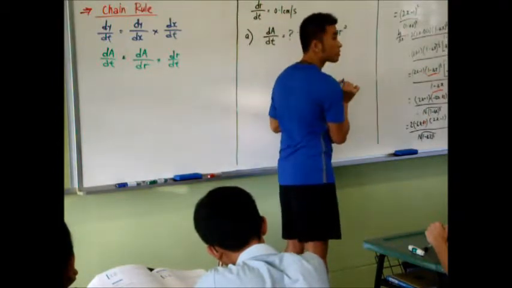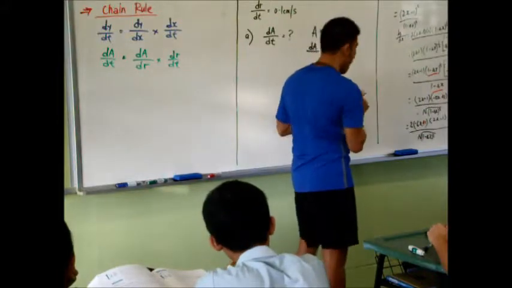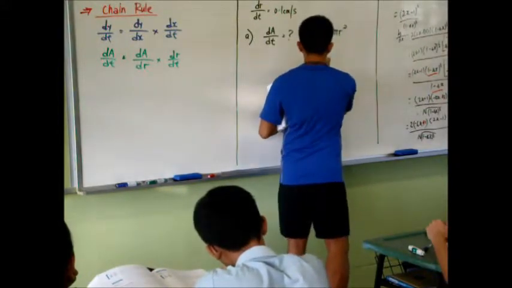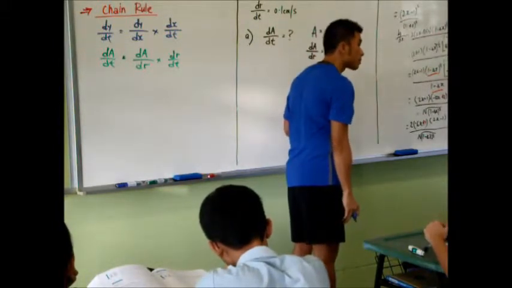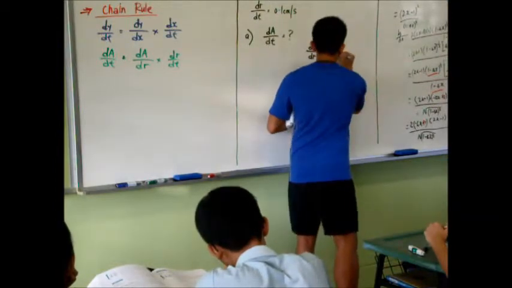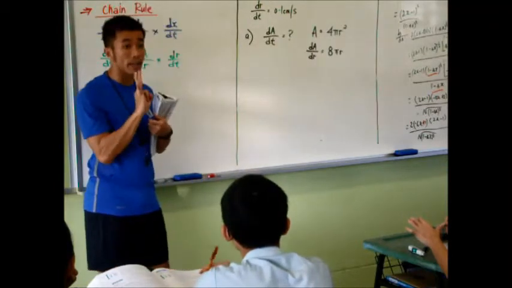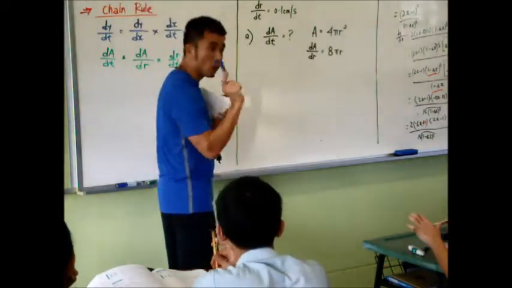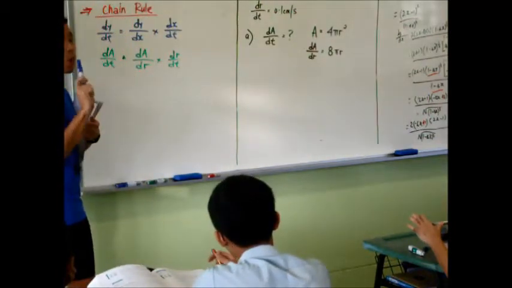dA over, what is the variable over here? R. So it must be over dr. So if I want to differentiate over here, what do you get? Thank you, we are done. Do we have 3 connected rates of change and variable? Let's take a look again. Take note, the one in the middle will always be the one that has no rate of change.